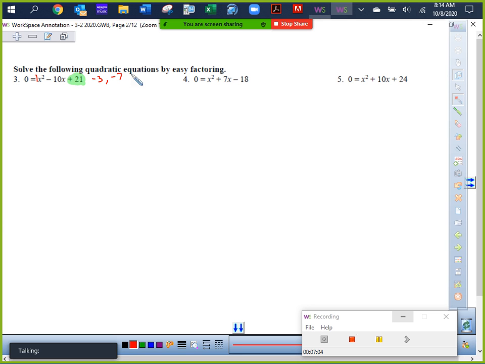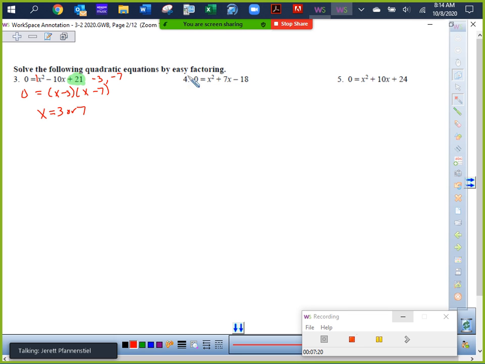And that's negative 3 and negative 7, right? So this easy factors to x minus 3 times x minus 7, and then x could equal 3 or 7. We don't need to throw any of these away because it's not a story problem anymore. It's just an algebra problem, so we're solving for x.